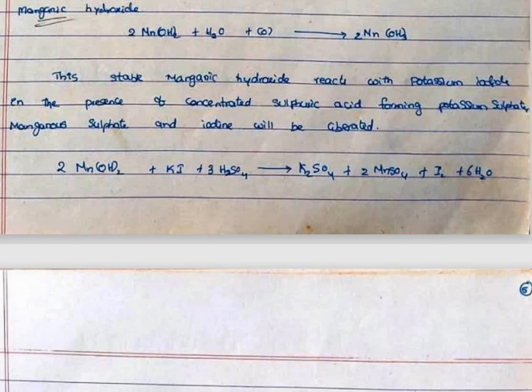Write below: 2Mn(OH)3 plus KI plus 3H2SO4 gives rise to K2SO4 plus 2MnSO4 plus I2 plus 6H2O.